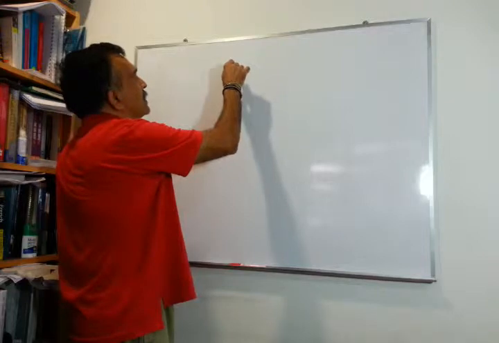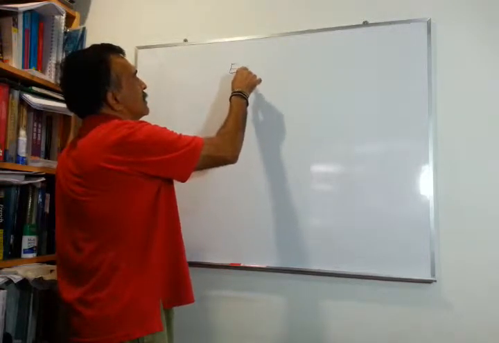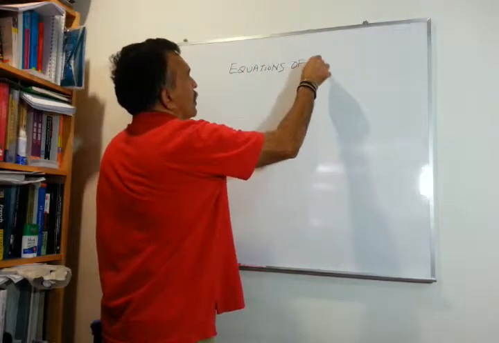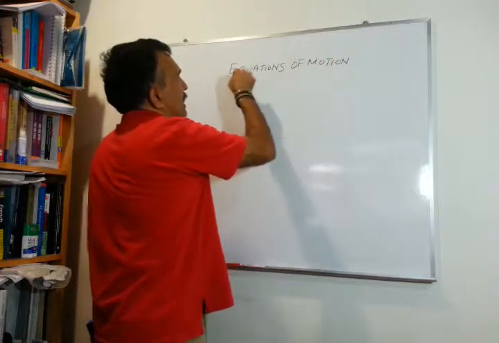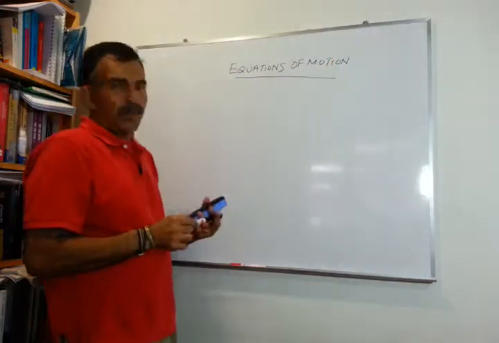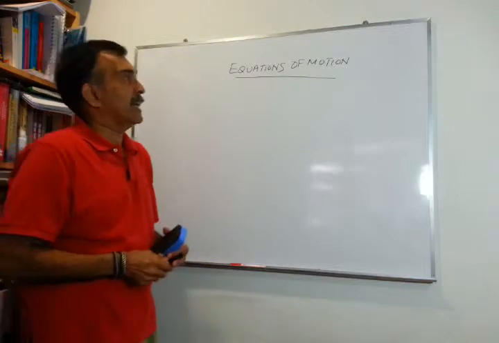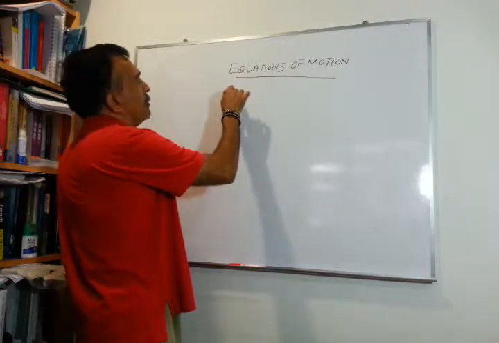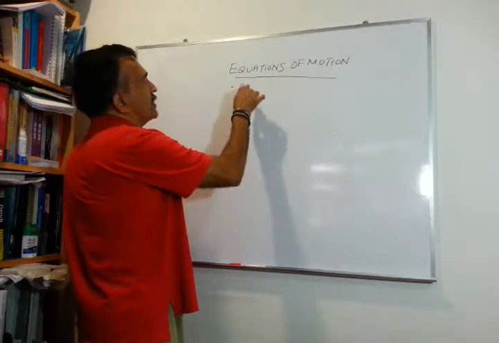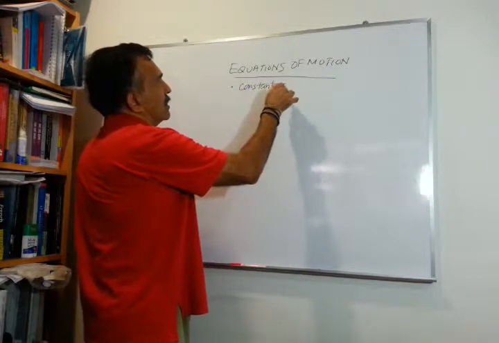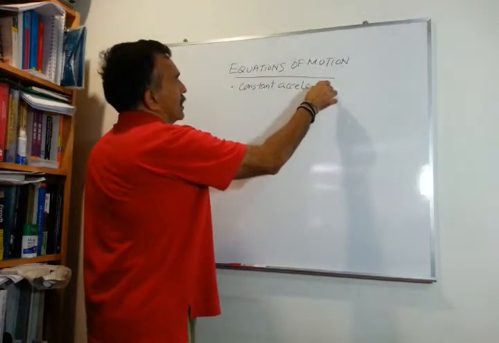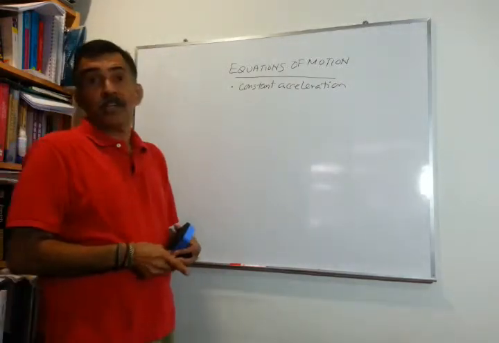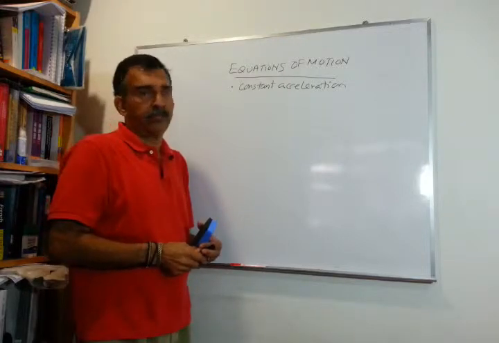We want to talk about equations of motion. In physics, we study this under an area called kinematics. So we will start by talking about constant acceleration. Okay, motion with constant acceleration. Some books also refer to it as uniform acceleration.